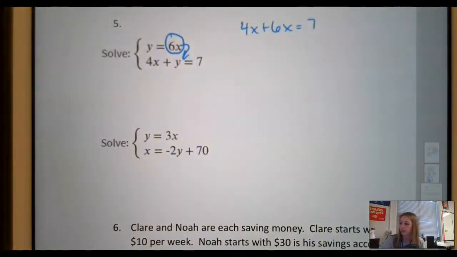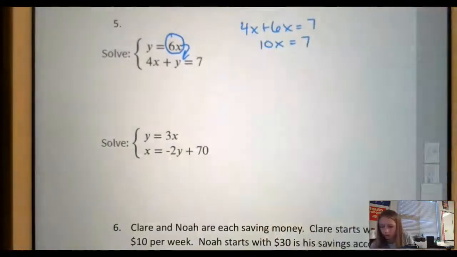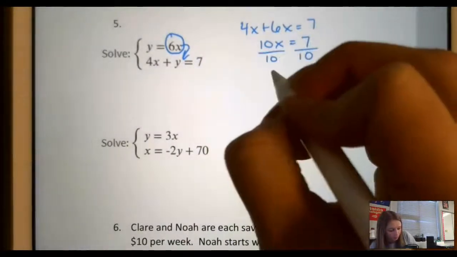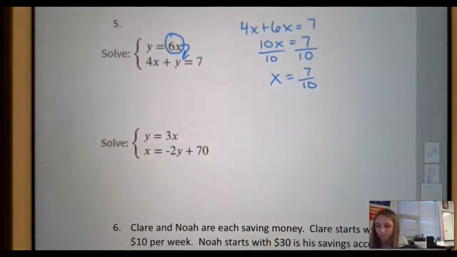Well, then I end up with 10x equals 7. Divide both sides by 10, and I get a lovely x equals 7 over 10. And we can just stop there.